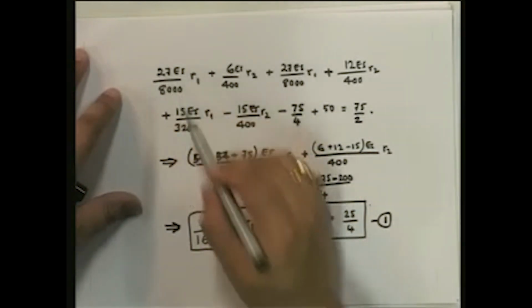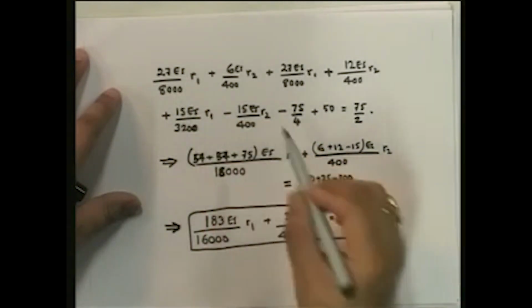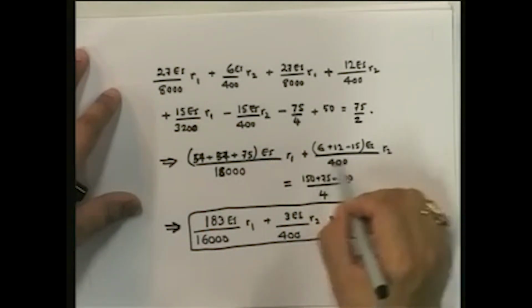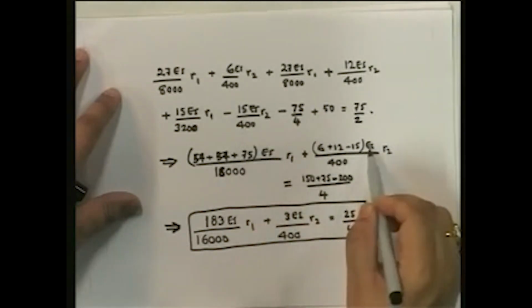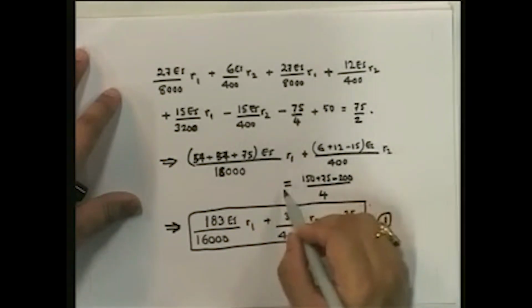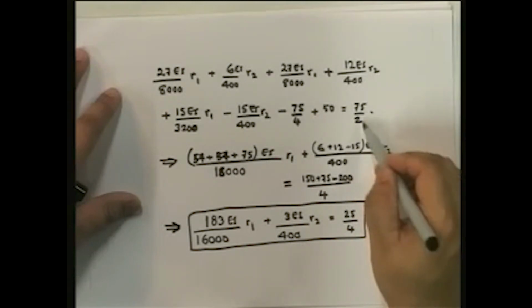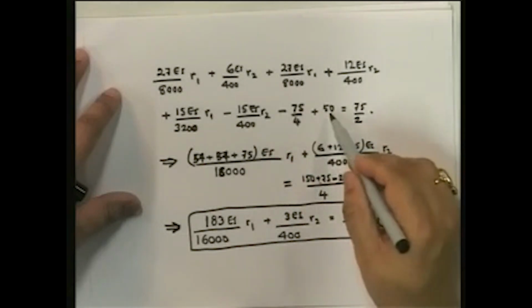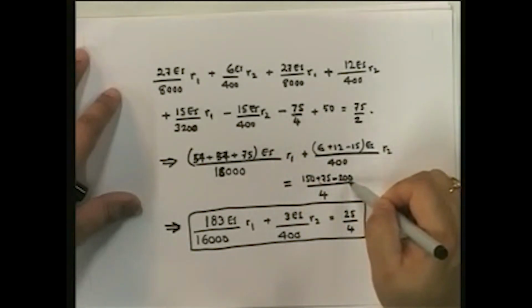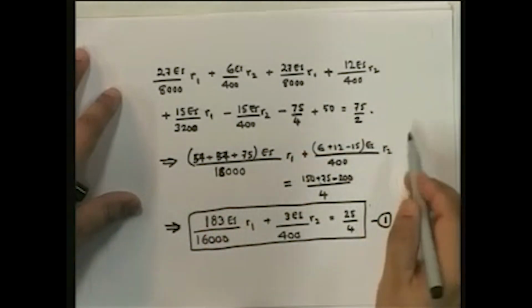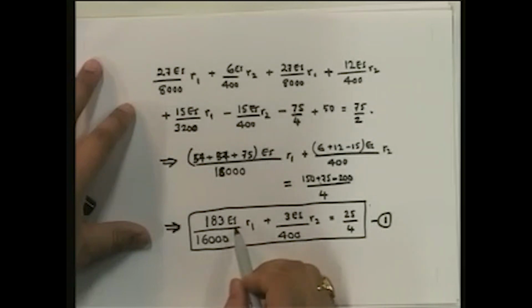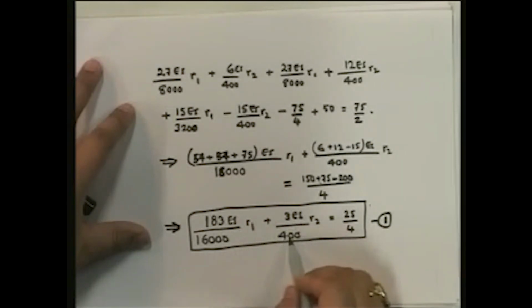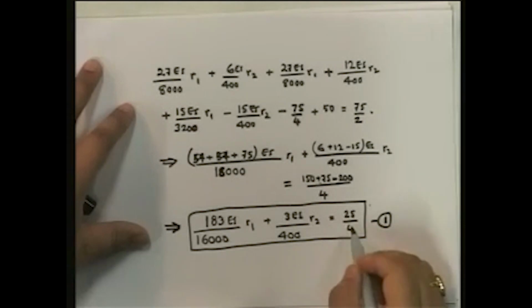If I put that, this becomes 54 plus 54 plus 75, that's R1, and then plus 6 plus 12 minus 15 upon 400 EI into R2 is equal to, now this is 75 by 2, so by 4 it will become 150. This minus comes here plus, and this 50 goes here, becomes minus 200. So substituting all of those, what I get is, this becomes 183 upon 16,000 EI R1 plus 3 EI upon 400 R2 is equal to 25 by 4.